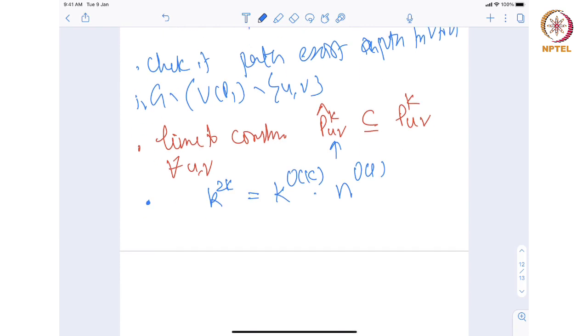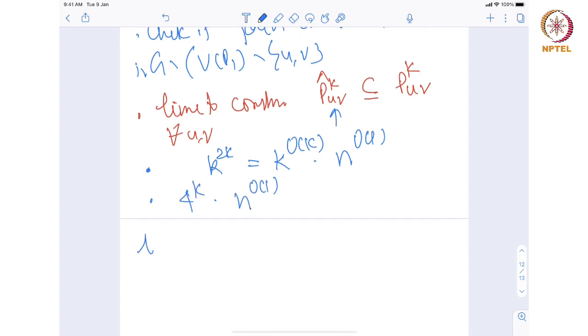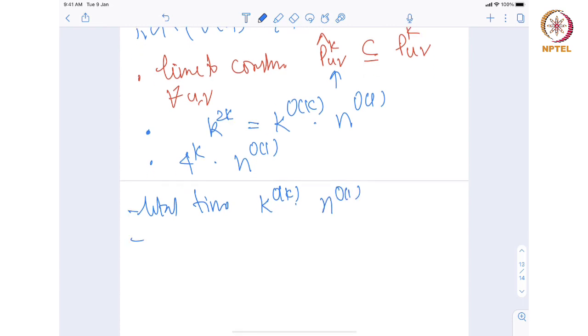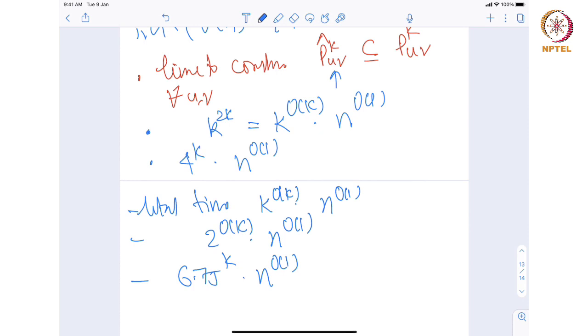So this is fine. You can compute all of them, and now you have to go through all 4 to the power k sets in this and run in poly time. Okay, so the total time is k to the power big O of k, n to the power big O of 1. And if you apply the faster known construction, then you would have got 2 to the power big O of k, n to the power big O of 1. There are also things that you can optimize. If you look at the textbook, it provides you this algorithm.